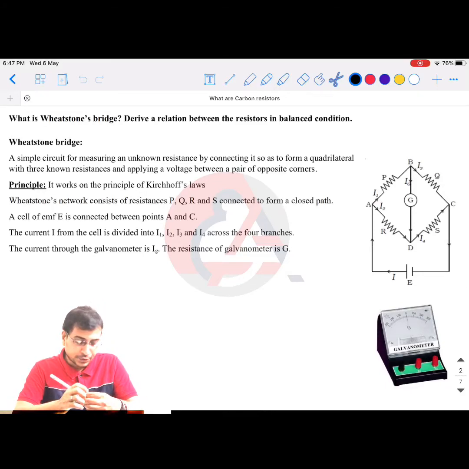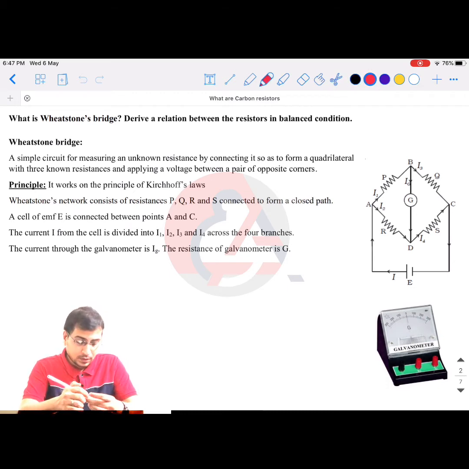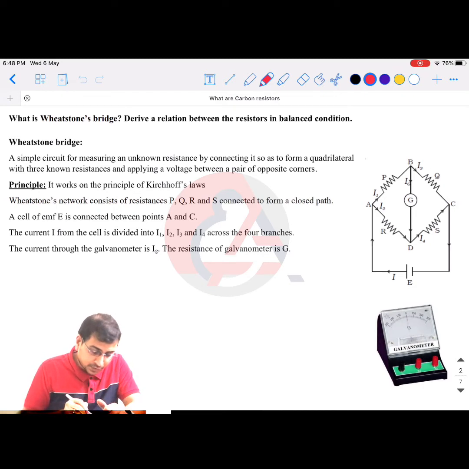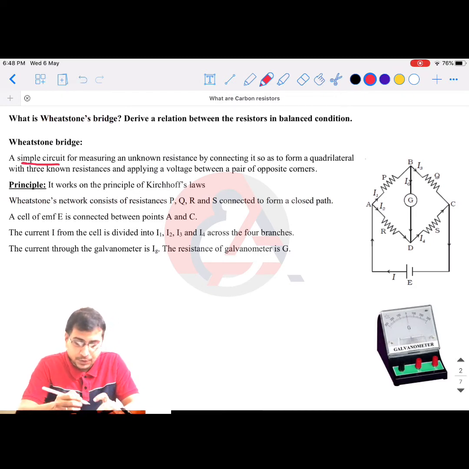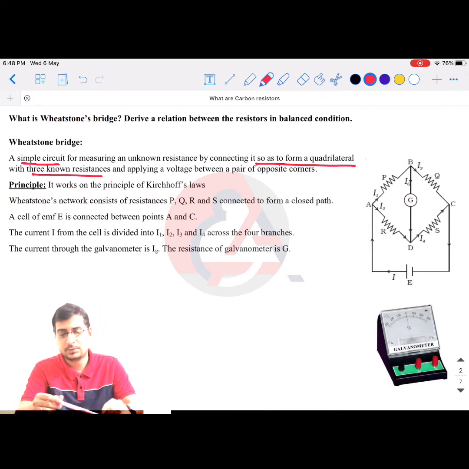Now the topic of discussion is going to be Wheatstone bridge. So let's see what is a Wheatstone bridge. Wheatstone bridge is nothing but a simple circuit for measuring unknown resistance by connecting it so as to form a quadrilateral with three known resistances and applying the voltage between the pair of opposite corners.